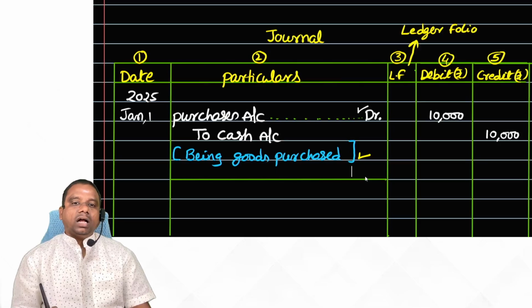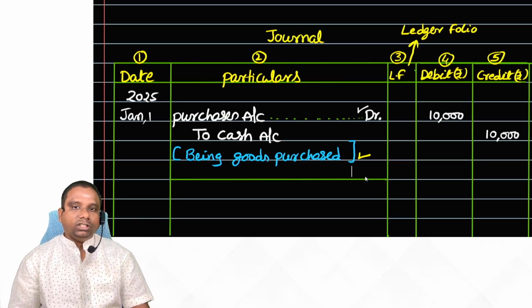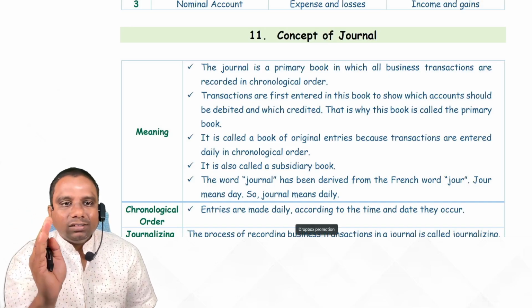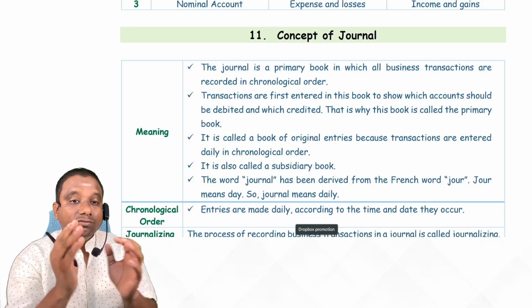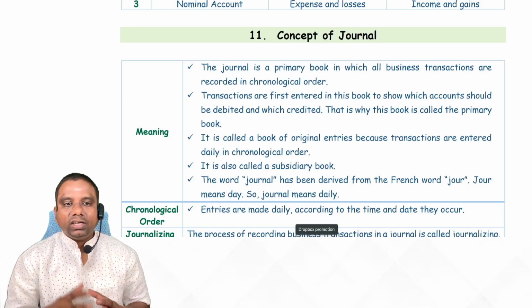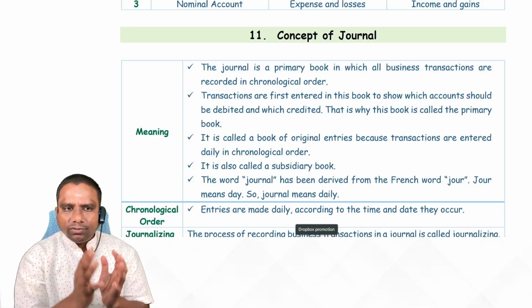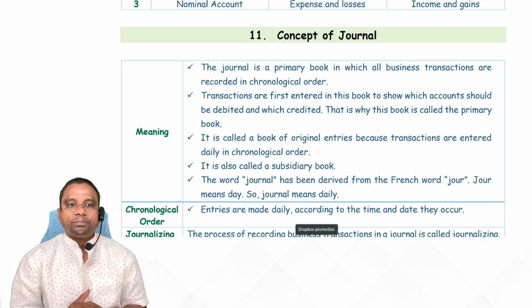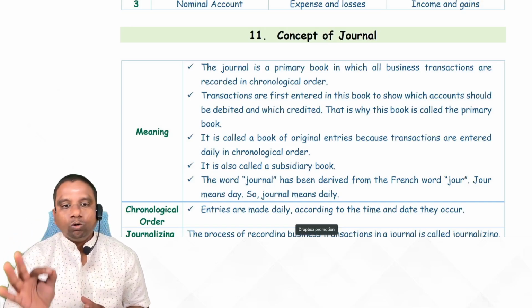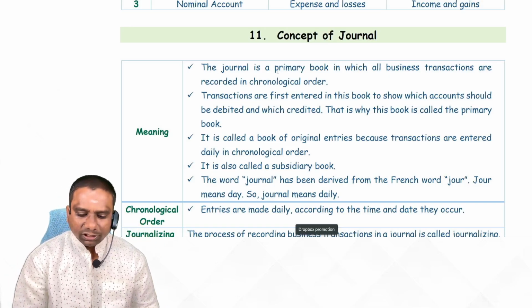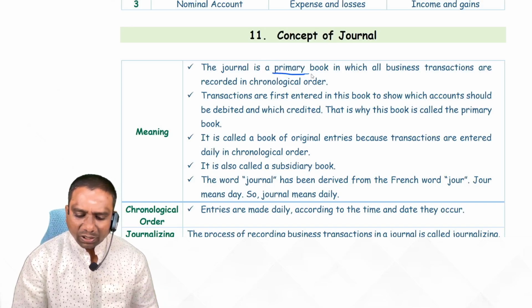So, after completion of this, now come to the concept of journal once more. As we discussed, journal is a book in which we record the transactions as and when they happen or occur in the business. For the first time we are recording the transaction in this book, the journal. That's why this book is called the Book of Original Entry, or Book of Prime Entry. Now look, the journal is a primary book in which all business transactions are recorded in chronological order.